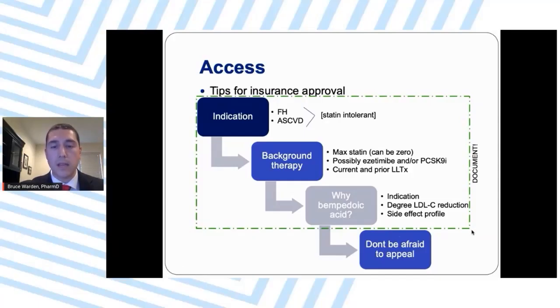Now, even at your best attempts, the perfect candidate for bempedoic acid, you're going to get a portion of patients that are denied. Don't be afraid to appeal. A short half-page appeal letter a lot of times is the difference between a denial and a patient never starting it and an approval and a patient being on this indefinitely.